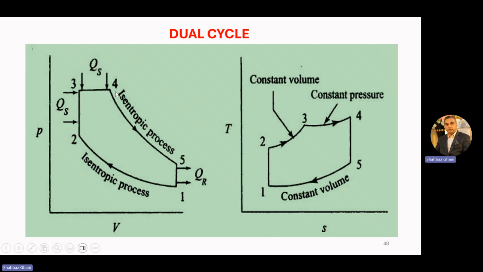Then we have an expansion stroke, the isentropic process from 4 to 5, the power stroke. From 5 to 1, we have exhaust blowdown, which is heat rejection. And then 1 to 6, we have an exhaust stroke. So in the temperature-entropy diagram, 1 to 2 is the compression stroke. From 2 to 3, we have heat addition at constant volume, and from 3 to 4, heat addition at constant pressure. Then 4 to 5 is your power stroke, and from 5 to 1, we have the exhaust blowdown.